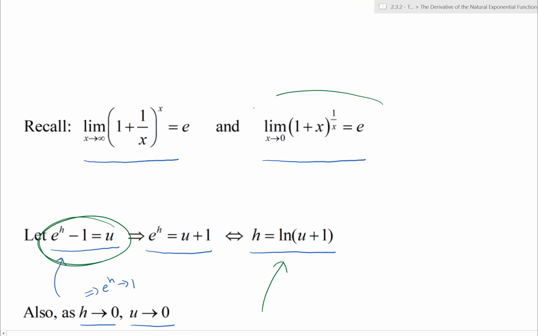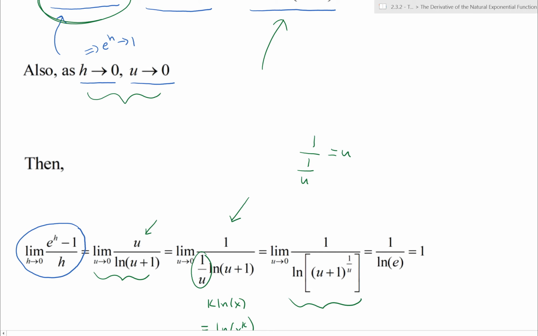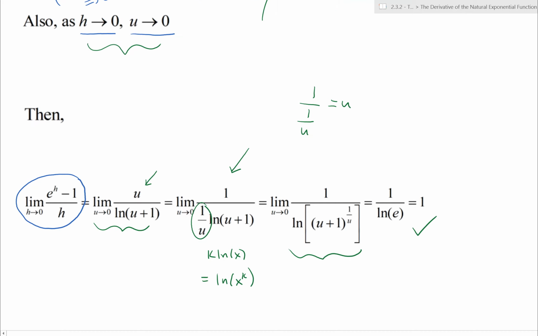Remember this statement right there. Limit as the input x goes to 0 of 1 plus x to the 1 over x power is e. And exactly that's our limit right here that we're seeing in the denominator. So as u goes to 0, this entire thing is going to go to the natural log of e, since u plus 1 to the 1 over u power goes to e. And hence 1 divided by natural log of e is 1. And that indeed proves that the limit as h goes to 0 of e to the h minus 1 over h is equal to 1.